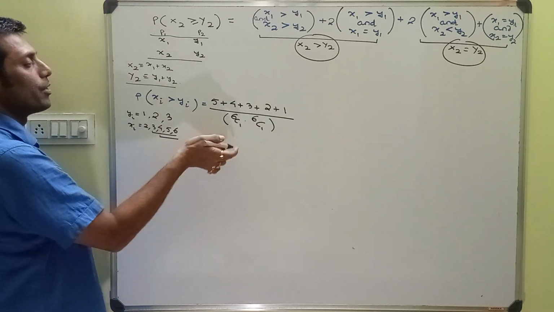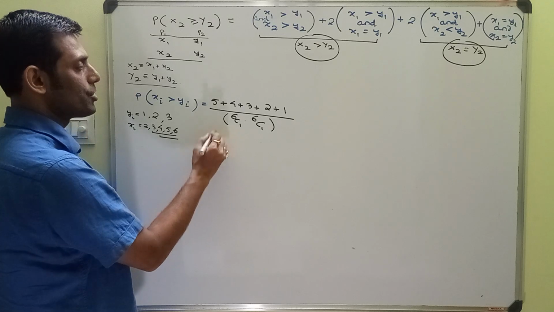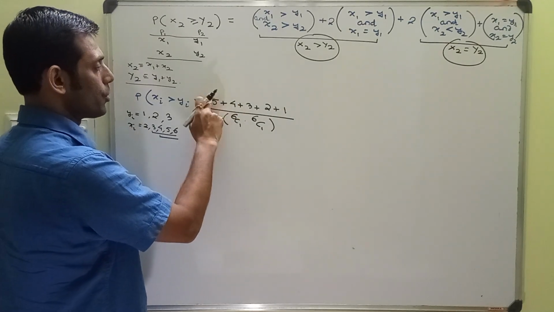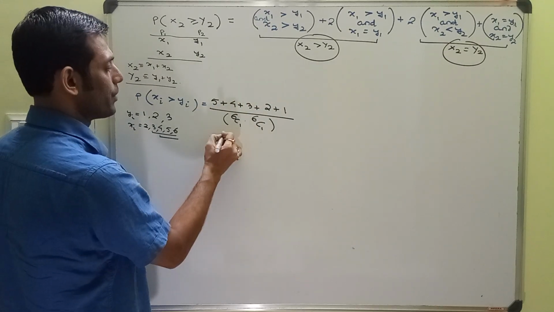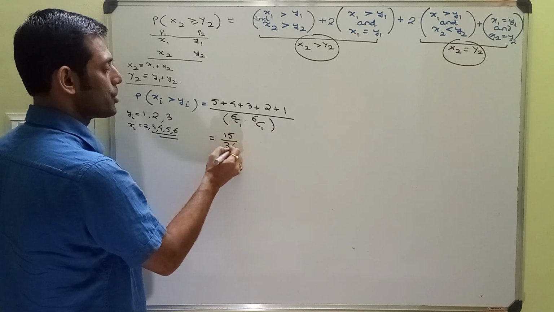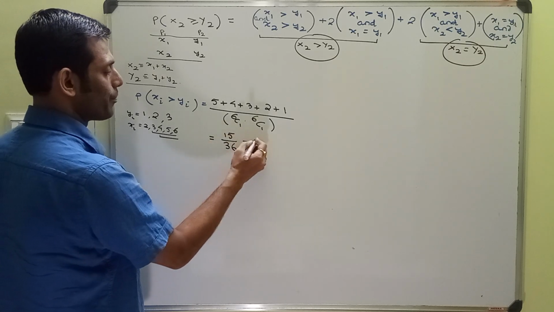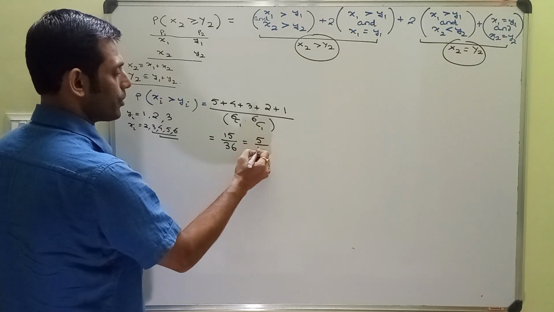So this is the probability of Xi greater than Yi, and that is equal to how much? 9 plus 3 is 12, 12 plus 3 is 15. 15 by 36. In effect, this is how much? 5 by 12.